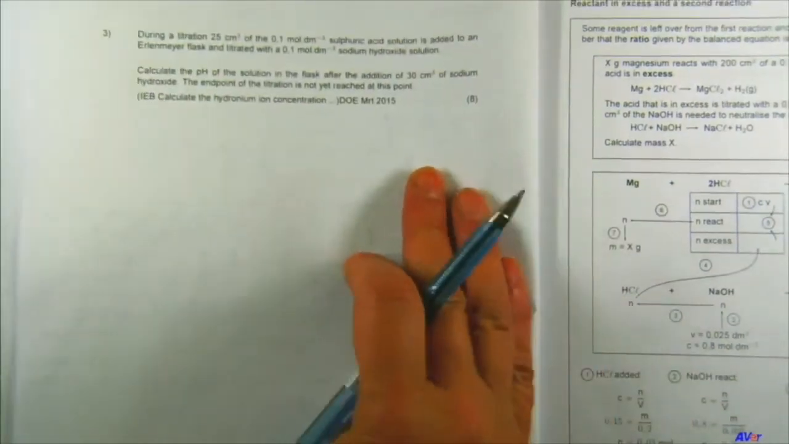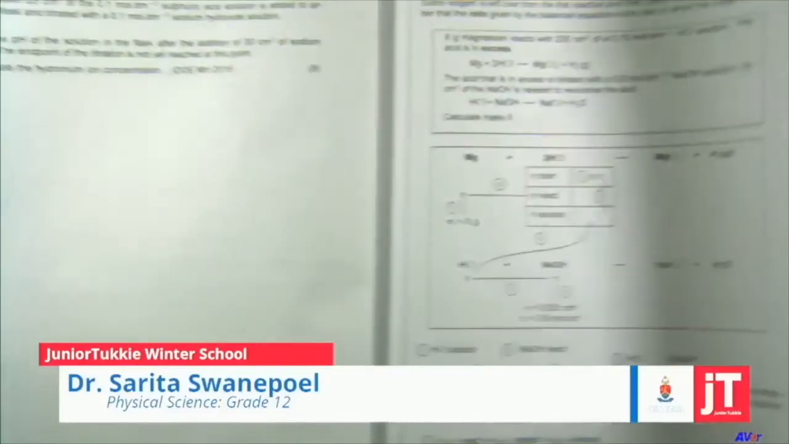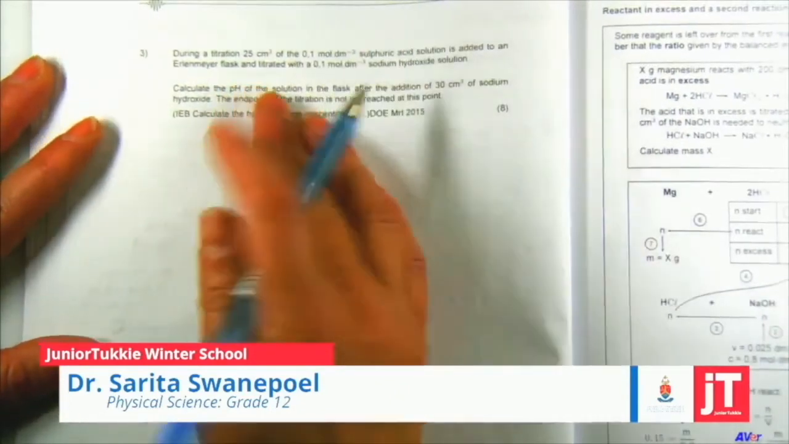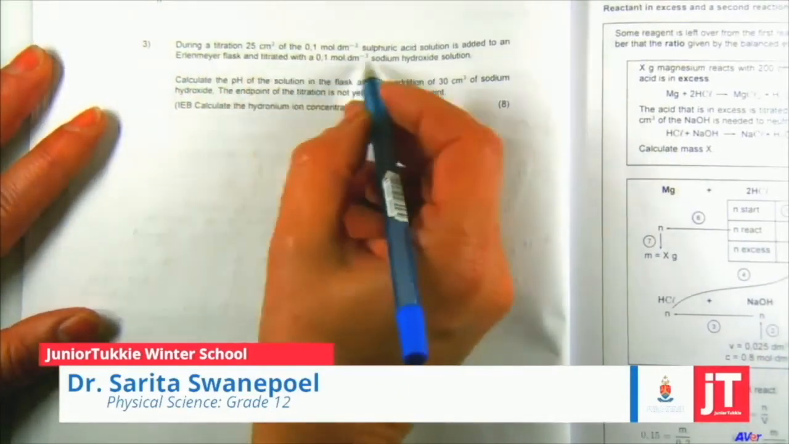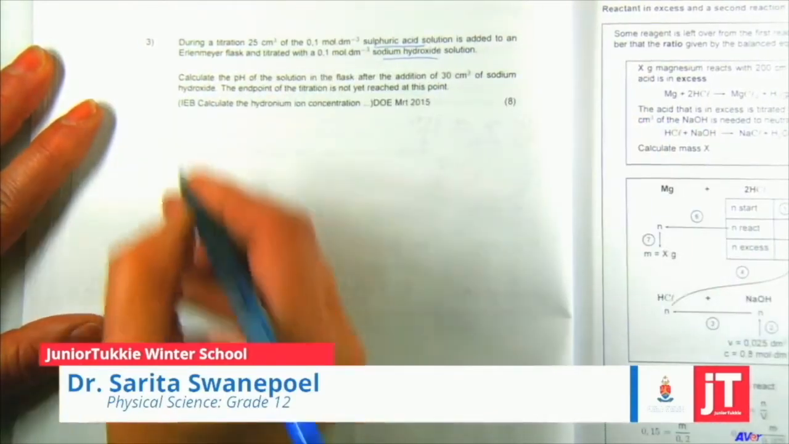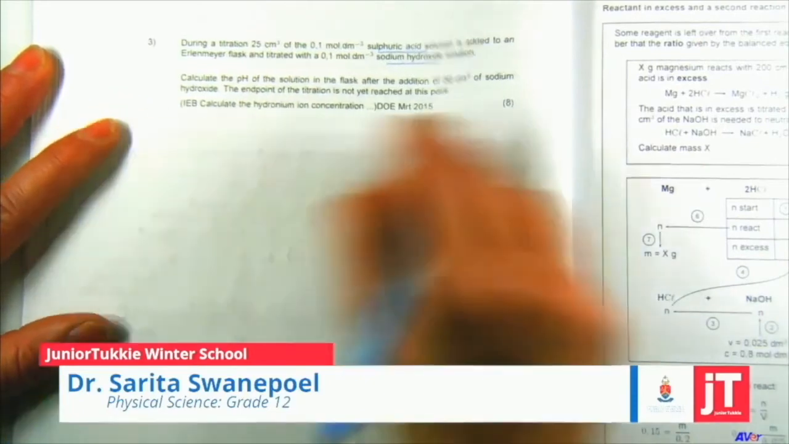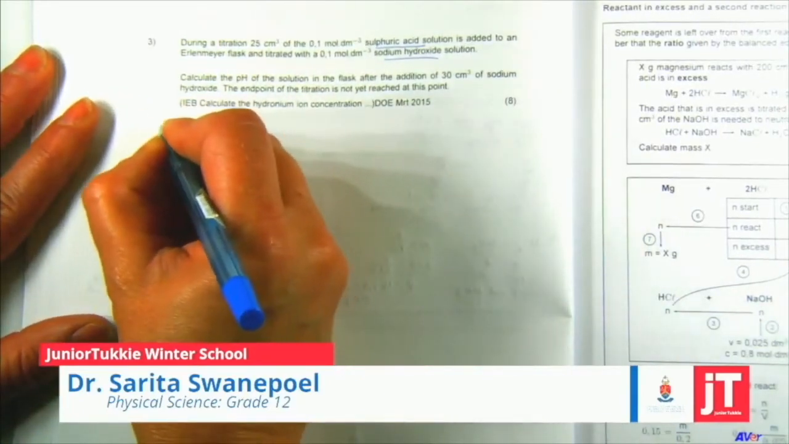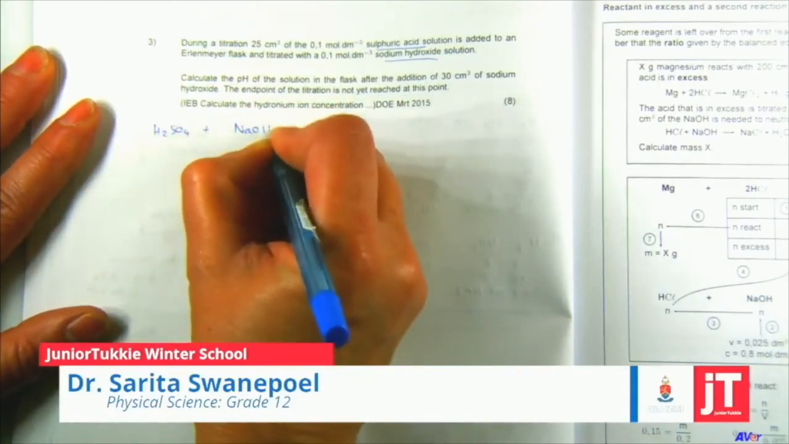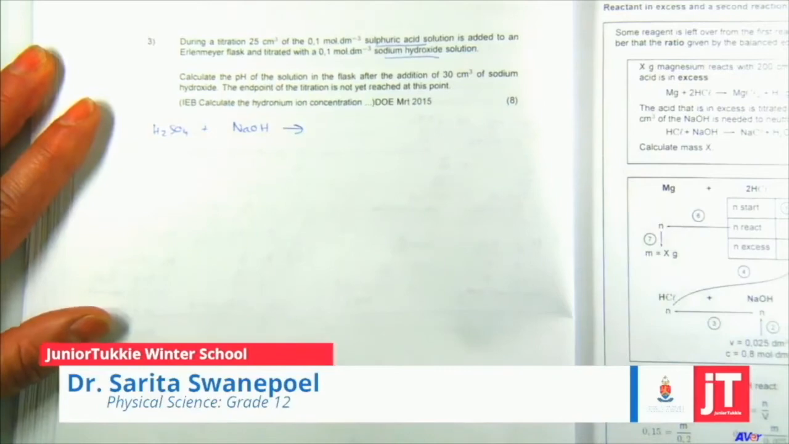Right. Now the next one, we're not going to do the whole question. I'm just going to do the discussion, because we still have to move on to two equations together and also to purity. So just quickly look at this one. They say during a titration, and they're working with sulfuric acid and sodium hydroxide. Quickly write down the neutralization of sulfuric acid and sodium hydroxide. Get the products, get the balance.